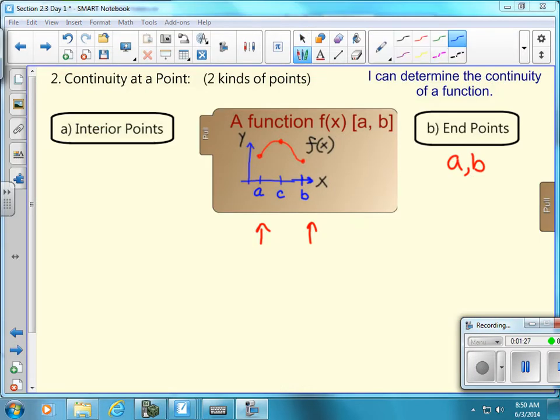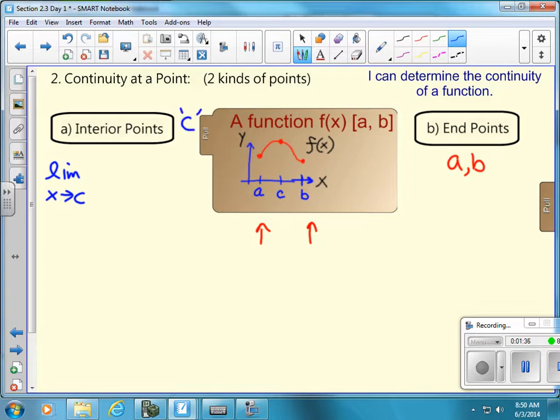Okay, I need to change the screen so you can read it. If you have a limit as x goes to c, some point that's on the interior, we are calling it c, of the function. If you have this limit, that means the left-hand limit has to equal the right-hand limit, right? And so if that limit equals the actual value of the point, then it is continuous. Left-hand limit has to equal right-hand limit, which means your general limit exists, and then that has to equal the function value.